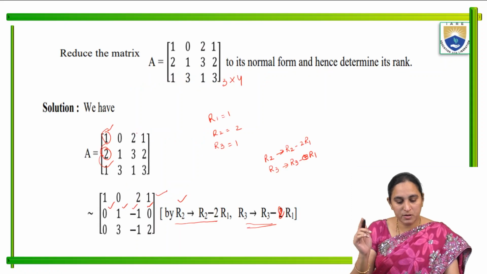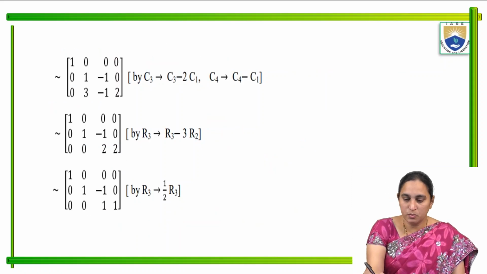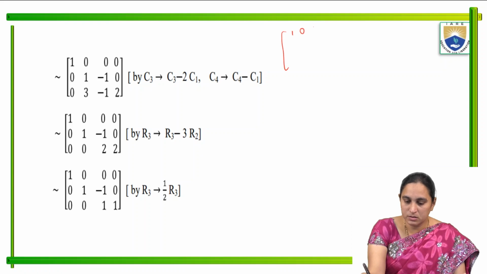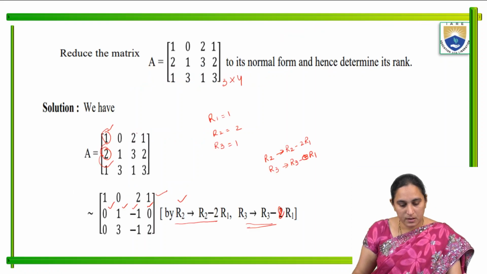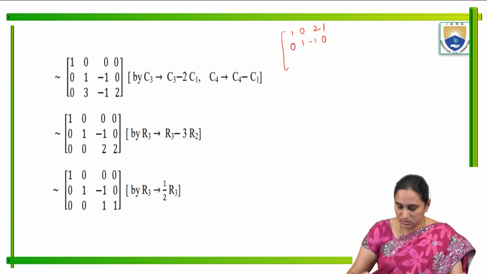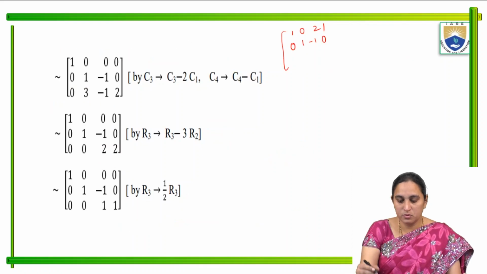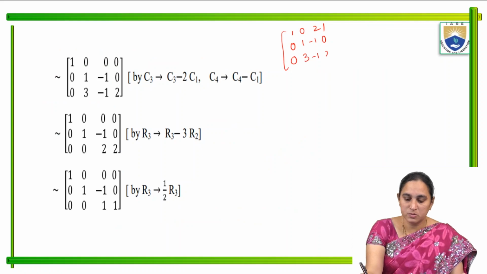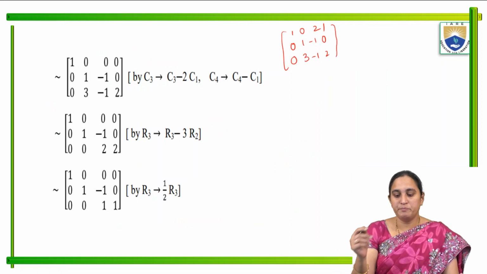What about the previous matrix there? 1, 0, 1, 0, 2, 1, and 0, 1, minus 1, 0, and minus 1, 0, and 0, 3, minus 1, 2. Okay, this is the previous matrix.